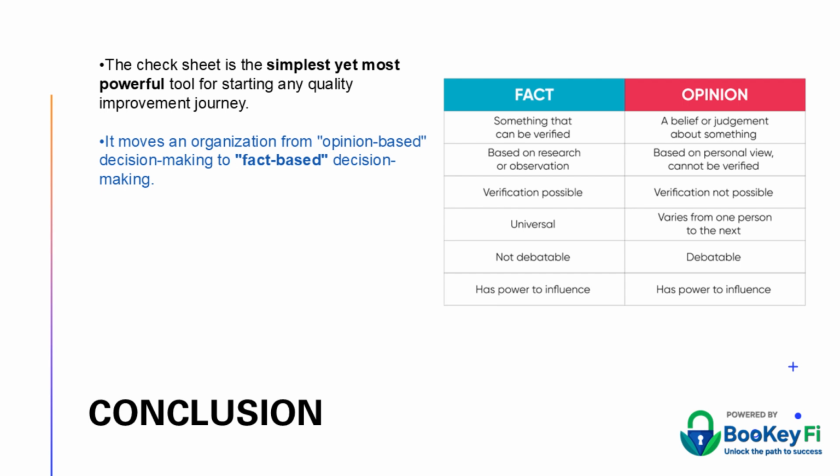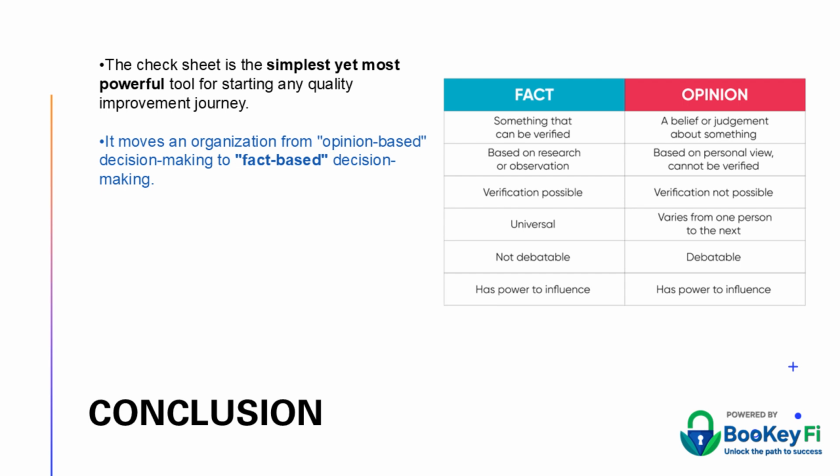The basis. Facts are based on research or observation. Opinions are based on personal views and cannot be verified. Check sheets turn personal observations into verifiable research. Verification. Verification is possible for facts, but not for opinions. If you cannot prove it with data, it remains an opinion.